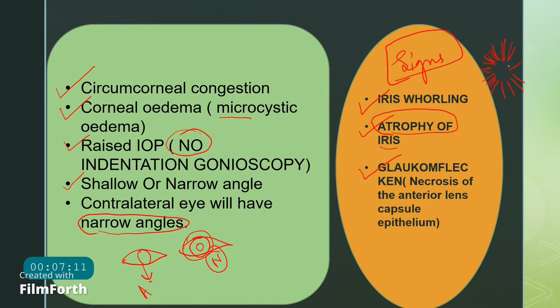So what happens is that instead of being radially oriented, some of the fibers which have suffered ischemia because of that raised pressure will take a whirled kind of appearance. Instead of this radial arrangement, a few of the fibers will be in a circular arrangement, and this is called iris whirling. Because of the increased pressure, there can also be ischemia to a very important part of the lens, the anterior capsule, which is metabolically active. When this anterior capsule suffers ischemic damage, there will be necrosis of the anterior lens capsule epithelium, leading to opacity development, and that is called glaukomflecken.